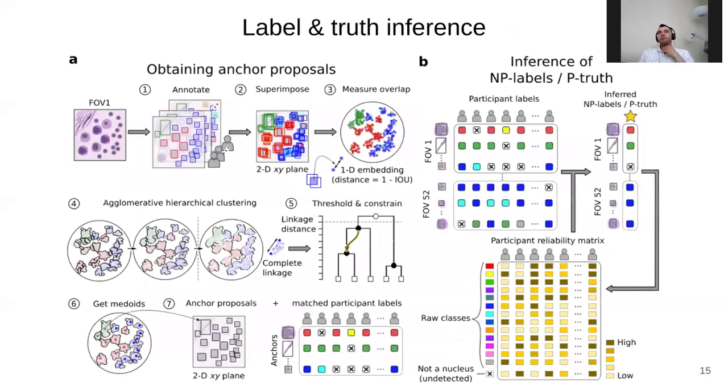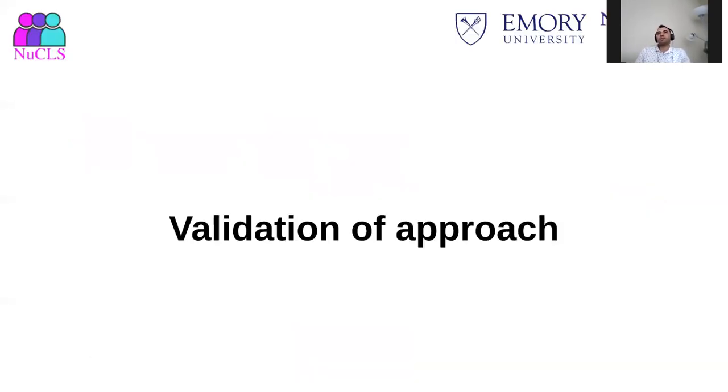Okay, so I'm going to skip the truth inference because most of you will be familiar with it. It's just a simple clustering of the spatial locations where everybody placed their annotations, and then using expectation maximization to infer both the participant reliability as well as the final class. So the end result would be for each nucleus what we think the actual class is given everybody's annotation, as well as how good every single participant is for every single class. So there was no novelty there. We just use an existing method.